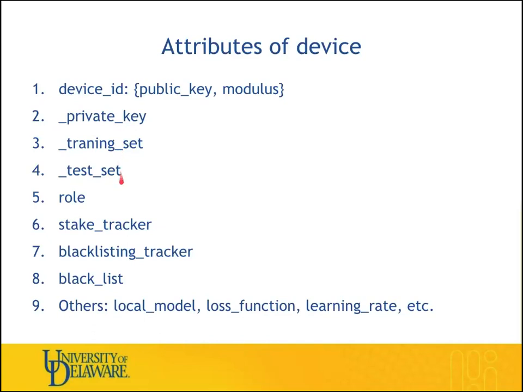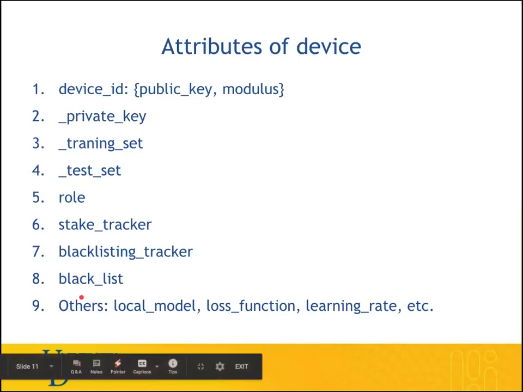The training and test sets of a device are private and shall never leave the device. So we preserved the privacy preservation feature of vanilla federated learning. The role attribute is used to identify itself to the network for device association: worker, validator, or miner. The stake tracker is used to track each device's accumulated rewards to correctly pick the winning miner on the VBFL PoS. And the blacklisting tracker is used to track if a device is identified as potentially malicious for a number of consecutive rounds. And if so, the device ID will be recorded in its blacklist.